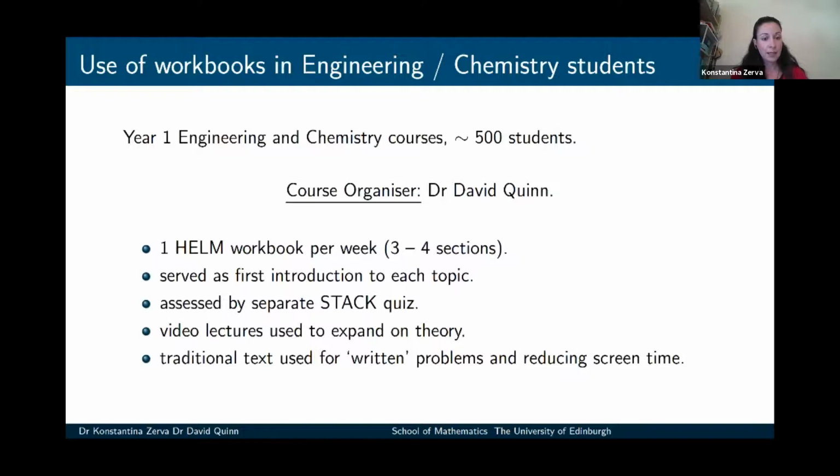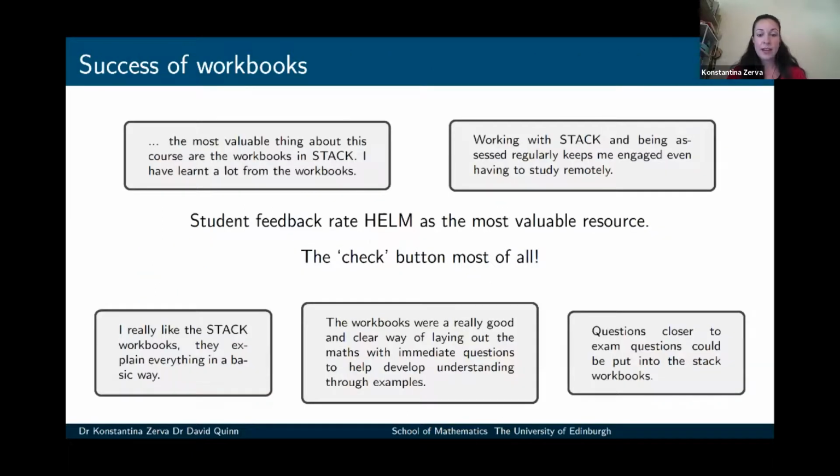At the end of the week, we assessed the students by a separate Stack quiz. Actually, these Stack quizzes were the same ones we had in previous years. And they also had short video lectures, which were around 20 minutes, to expand on theory, and also the book where they could look at different examples, have a different approach and perspective on the mathematics and reduce screen time. So students' feedback rated the Helm workbooks as the most valuable resource. They really appreciated the check button, that they were able to get live feedback.